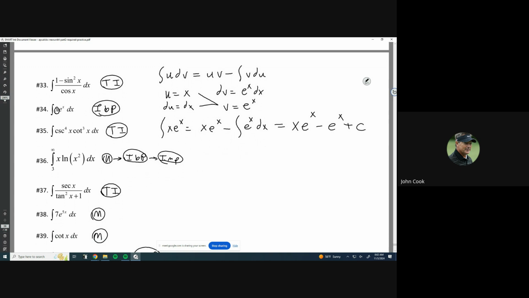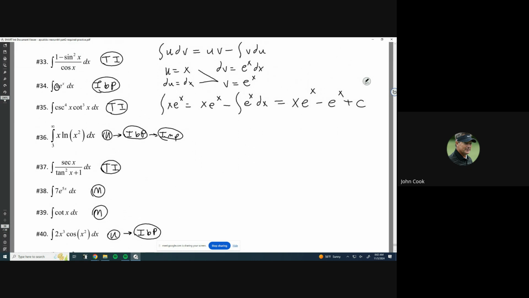So for number 36, it's an improper integral. I'm going to save all of the improper integrals for a video in the future, a different one. But I will do the integration by parts on this. So I'm going to solve for the integral for number 36. I'm just going to stop short of actually doing the improper integral part.